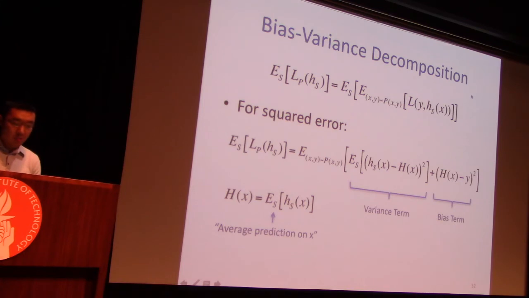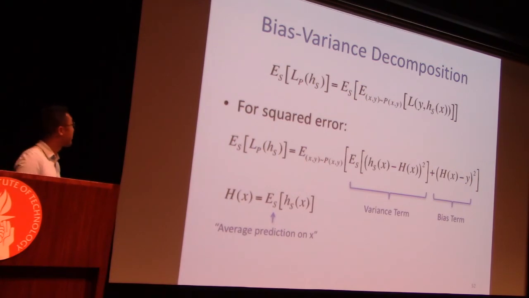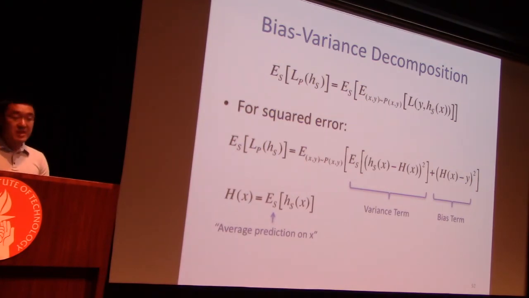So, one thing that we talked about in terms of getting a handle on, reasoning about test error is the bias variance decomposition. For squared error, the bias variance decomposition has a very simple, basically closed form formula.